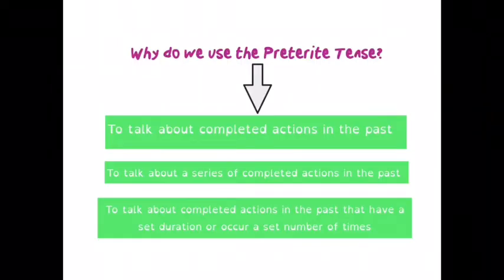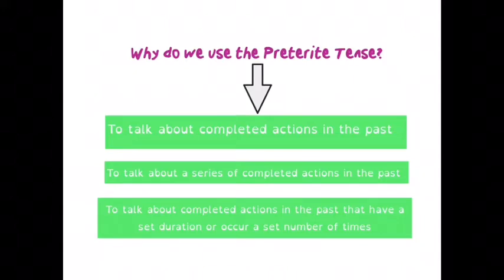So a little review about how we use the preterite tense. We use it to talk about completed actions in the past, to talk about a series of completed actions. So first I did this, next I did this, then I did this. Or to talk about completed actions that have a definite duration, or we know how many times the actions took place. All three of these situations require that we use the preterite tense when referring to the past.